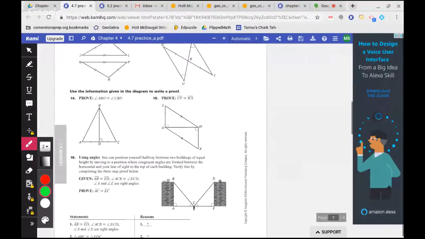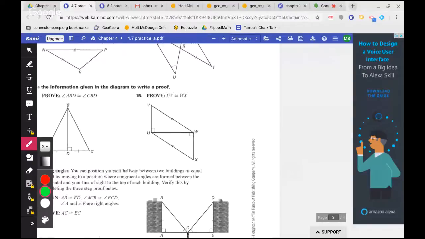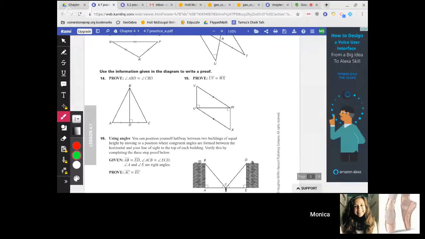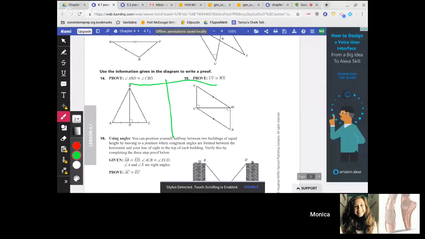So for number 14, you're supposed to use the information that's given in the diagram to write a proof. So first we need to look at the picture or at the diagram. When we do a two-column proof, we always state the given information first, right? So what is our given information there?